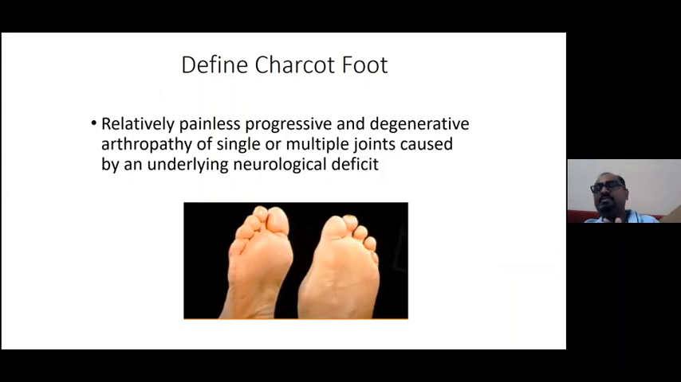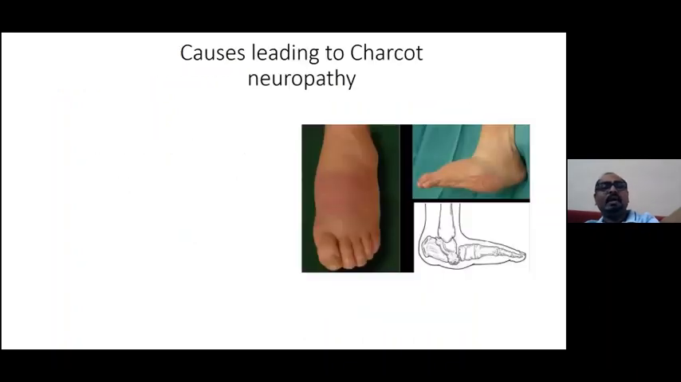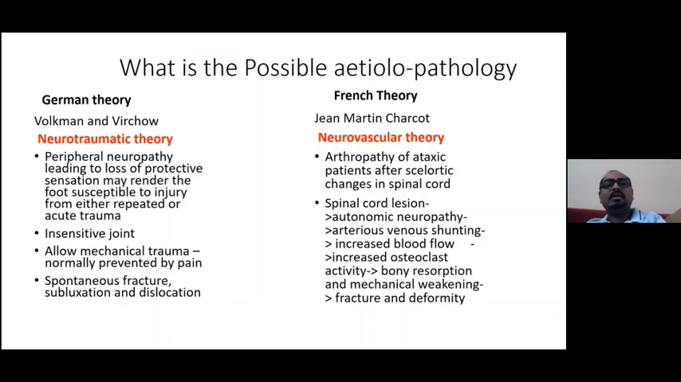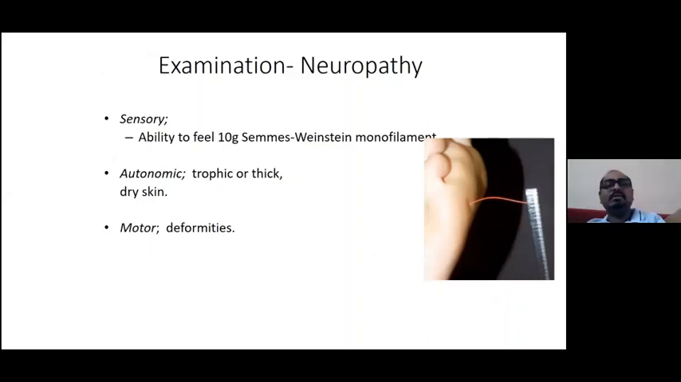Okay, so this is the definition. You cannot change the definition. This is the definition, and this is what you should know. Named after Jean-Martin Charcot, and it has so many causes. The commonest cause in our times is diabetes mellitus. It used to be Hansen's disease before, and tabes dorsalis, etc. But now we commonly see it in diabetics, with the two theories, the neurotraumatic and the neurovascular theory.